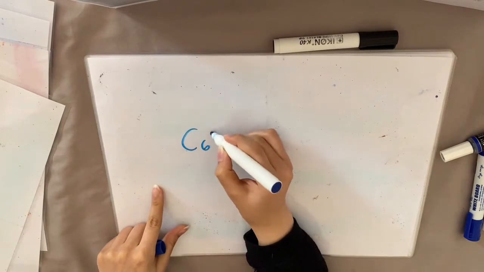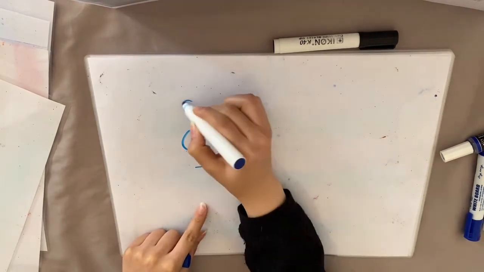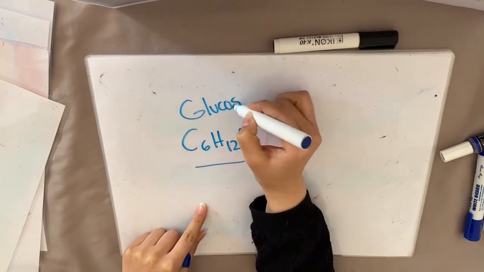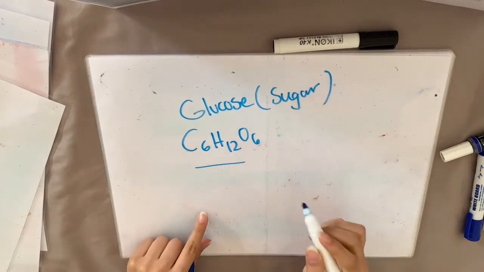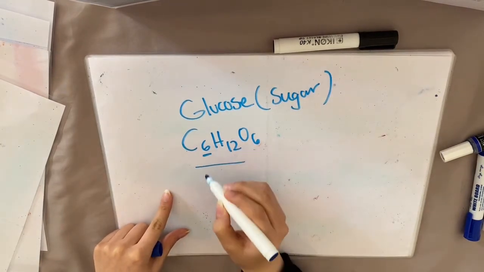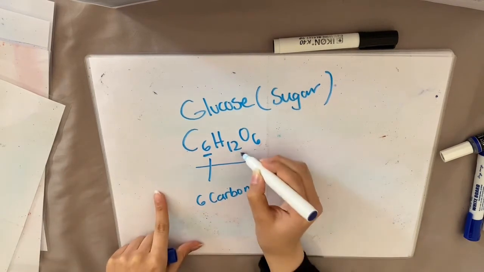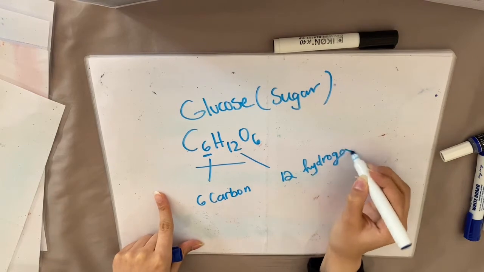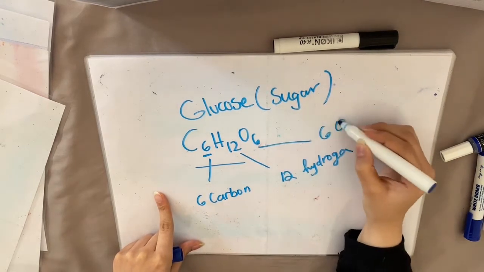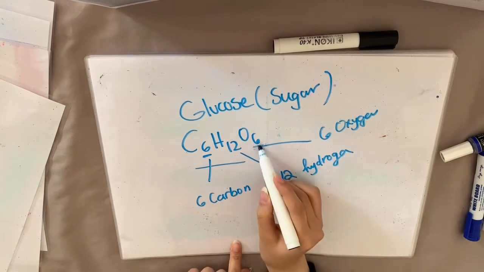Remember glucose? C6H12O6. You're going to take it in biology. It's called glucose. It's a sugar. Glucose is simply a sugar. So we have 6 carbon, 12 hydrogen, and 6 oxygen. Because we agreed that the subscript tells us what it is.